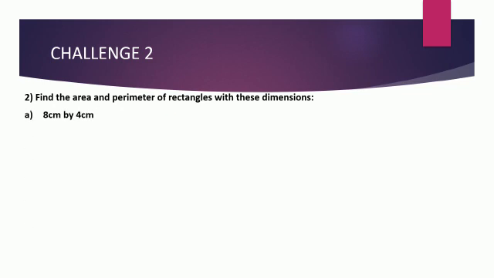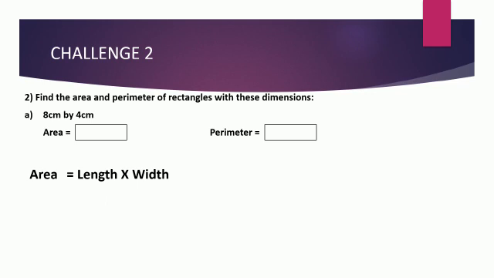Part A. 8 cm by 4 cm. We have to find out the area and perimeter. First you will find the area. Area of rectangle is equal to length multiplied by width. As it is given that it is the dimension of a rectangle, you will use the formula to find the area of the rectangle. Keep it in mind that you are going to find the area and perimeter of the rectangle because it is given in the question.